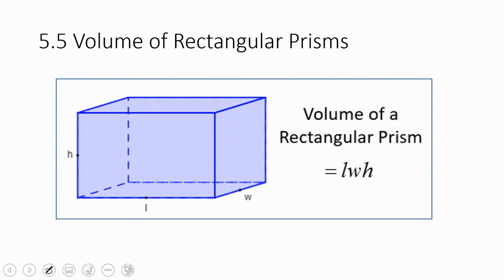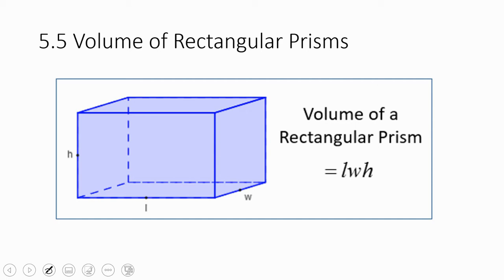Hey guys, so we just finished up with area of rectangles and parallelograms. We are going to go back to area of some different shapes like triangles and trapezoids and circles and stuff like that. But since we're working with rectangles, I want to skip ahead from area to volume and look at volume of rectangular prisms. A rectangular prism is basically just a box.